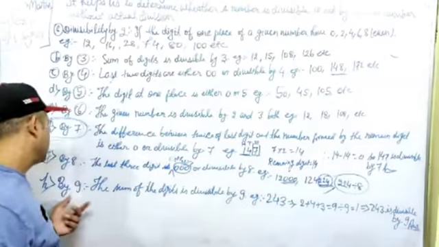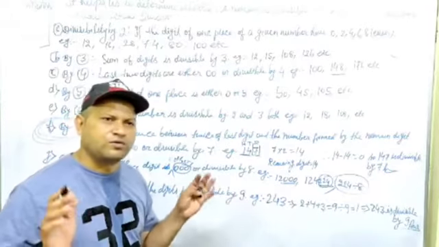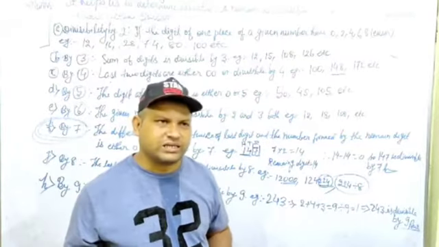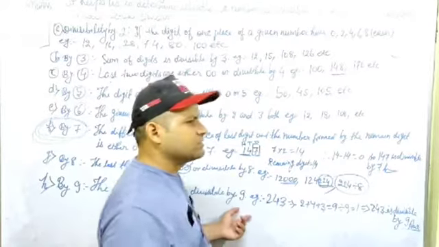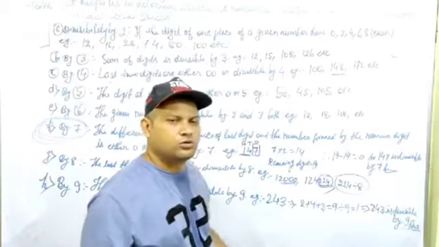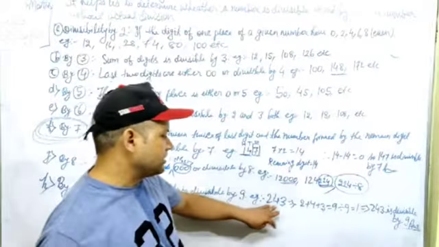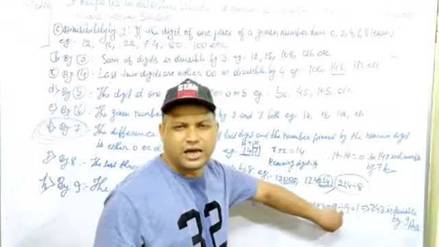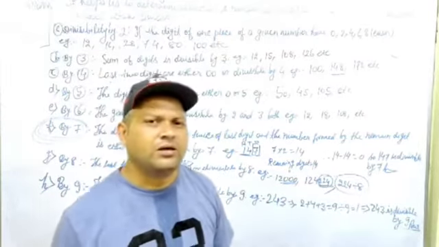So please try to understand the divisibility rule of 9. If the sum of the digits of the number is divisible by 9, then we can say that the given number would be divisible by 9. Otherwise the given number would not be divisible by 9. For example, 243. Here 2 plus 4 plus 3 is equal to 9. 9 is also divisible by 9. That's why we can say that 243 is divisible by 9.